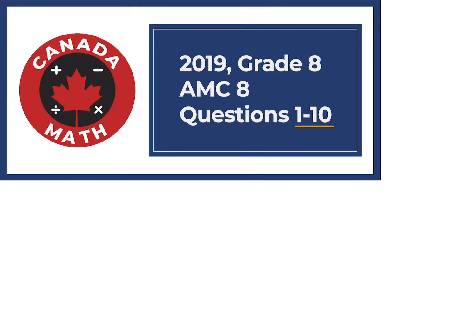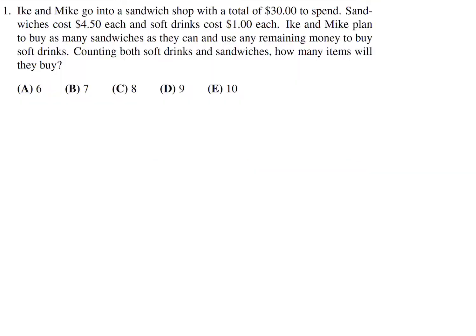Questions 1 through 10 on the 2019 Grade 8 AMC 8. Ike and Mike go into a sandwich shop with a total of $30 to spend. Sandwiches cost $4.50 and soft drinks cost $1 each. Ike and Mike plan to buy as many sandwiches as they can and use any remaining money to buy soft drinks. Counting both soft drinks and sandwiches, how many items will they buy?